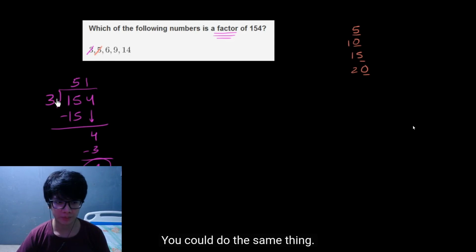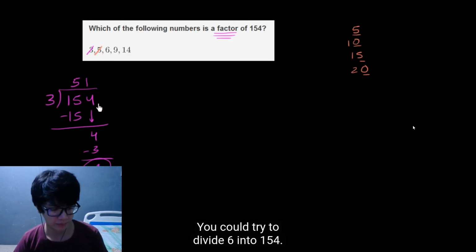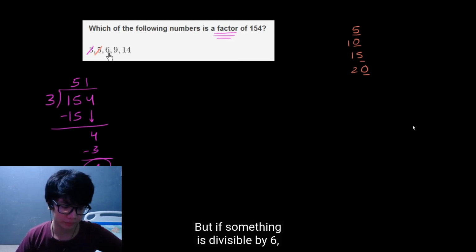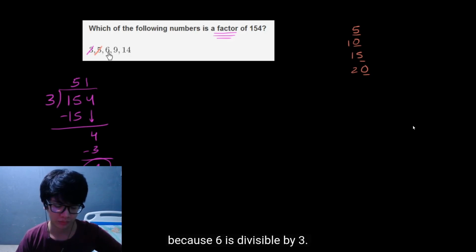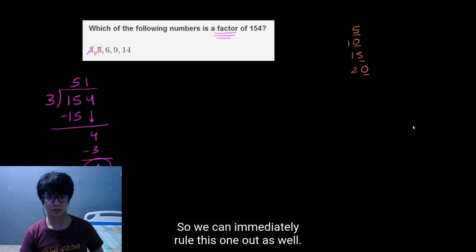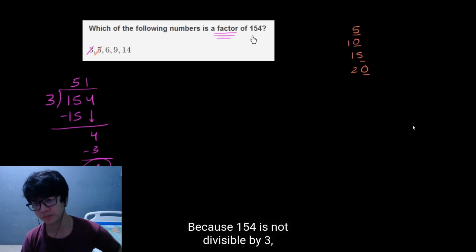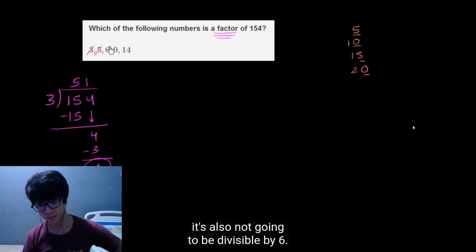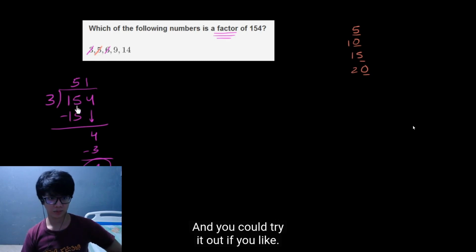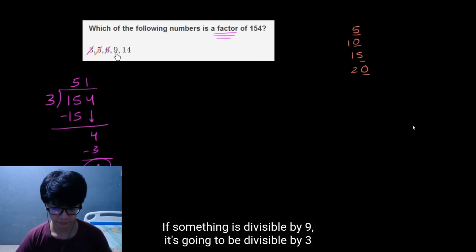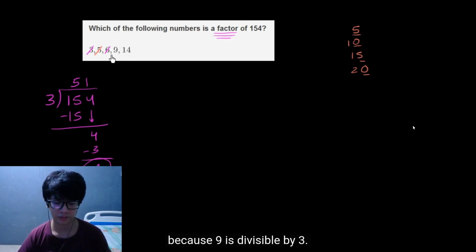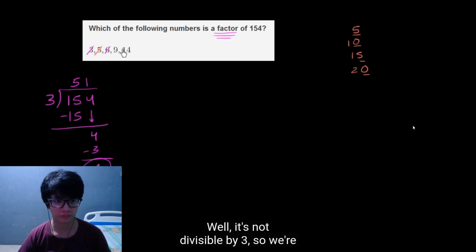Now 6 is interesting. You could try to divide 6 into 154. But if something is divisible by 6, it's definitely going to be divisible by 3 as well, because 6 is divisible by 3. So we can immediately rule this one out as well. Because 154 is not divisible by 3, it's also not going to be divisible by 6. And you could try it out if you like. We can make the same argument for 9. If something is divisible by 9, it's going to be divisible by 3, because 9 is divisible by 3. It's not divisible by 3, so we're going to rule out 9 as well. So we've ruled out everything.